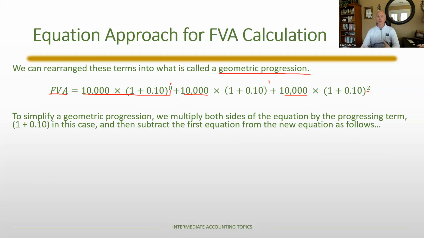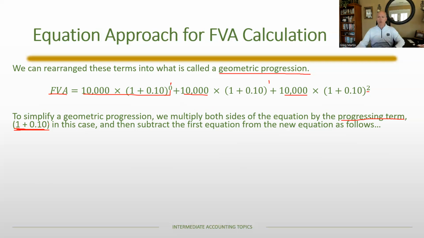All right. So the way we solve for a geometric progression is that we multiply both sides by the progressing term. So we're going to multiply both sides. And again, the term that's being progressed is 1 plus 0.1. That is the term inside the parentheses. That is the term that is being progressed. So we essentially write a new equation. Now, when I multiply both sides by 1.1, I'm doing nothing to change the equality.